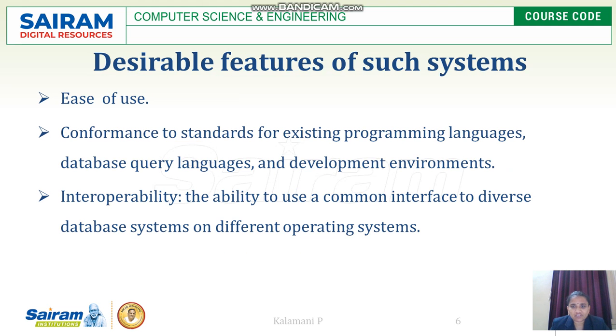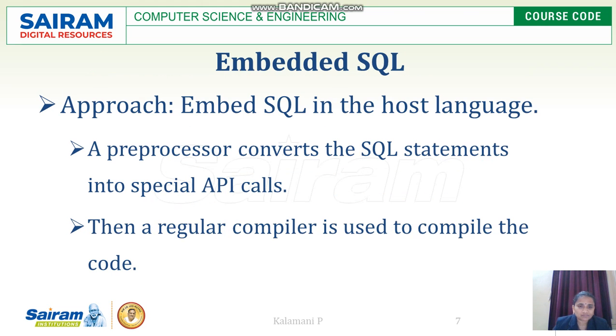So the desired features of such systems, if you use front-end and back-end tools for application program development, are ease of use, conformance to standards for existing programming languages, database query languages and development environments, and interoperability: the ability to use a common interface to diverse database systems on different operating systems. That is possible nowadays.